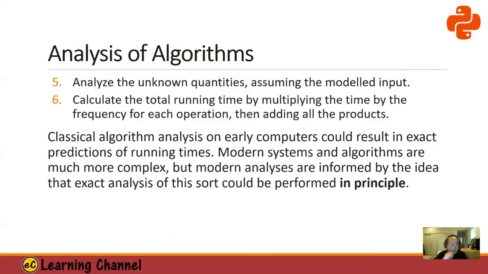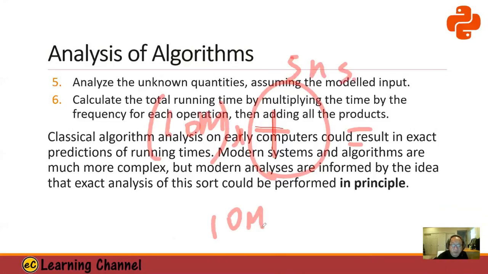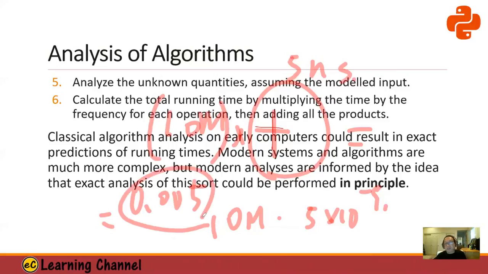And then the next one is to analyze a known quantity. That's actually called the model input, and then calculate the total running time by multiplying the time with the frequency of the operation. So we measure each of the plus signs, right? And then we actually know that there are totally 10 million plus signs, and if this is 5 nanoseconds, it should be 10 million times 5 nanoseconds. So it usually is 0.005 seconds, something like that. That's the way we decide the time using an analytical model.